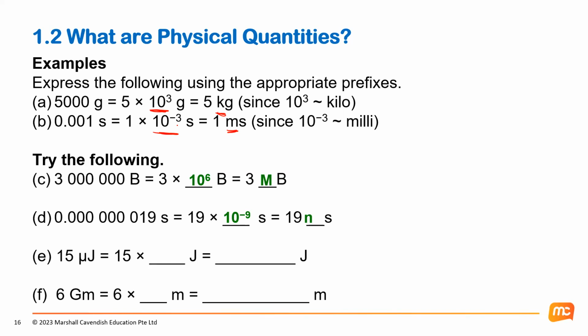Okay, and then next one, 15 microjoules. So micro, you go back to your prefix, micro means times 10 to the power minus 6, so 15 times 10 to the power minus 6. So if I were to work it out, I will become this. Okay, next one, giga. Giga actually represents 10 to the power 9. So if I were to work it out, it's 6 and 9 zeros behind it.